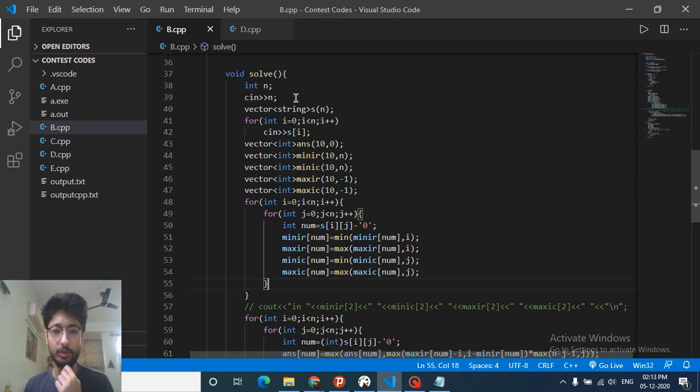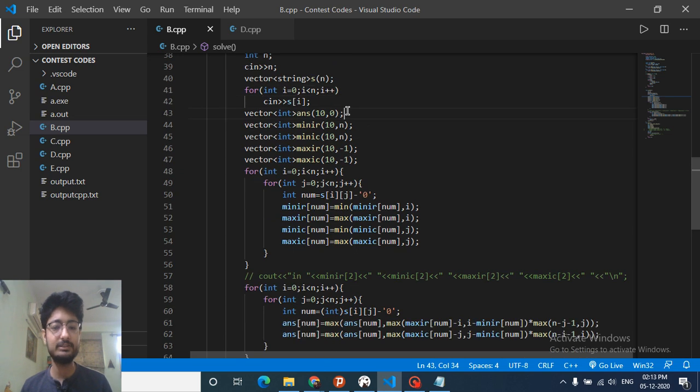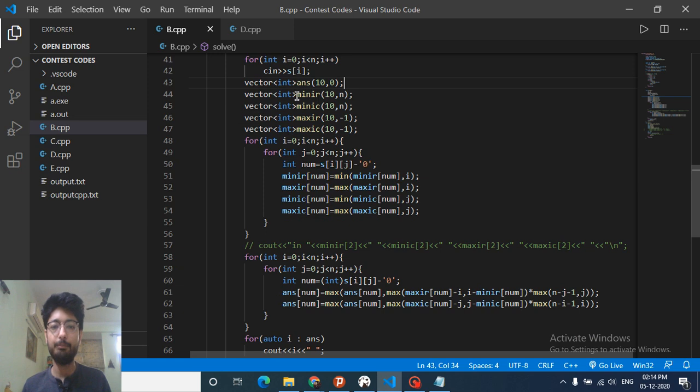So this is the input of the strings, and this is the answer for storing the answer areas for all the digits from 0 till 9. This is the minimum row for every digit. So we have to find out for every digit what is the minimum row position it is found. So maybe 6 is found at the minimum in the second row, and it is found at the maximum in the 10th row. So we are finding out the minimum and maximum for row and column.